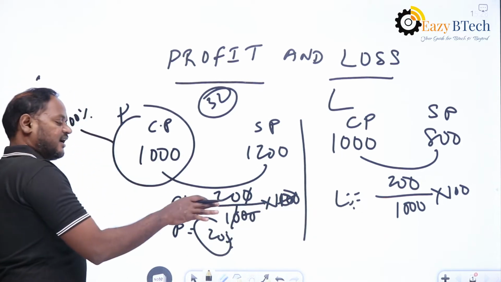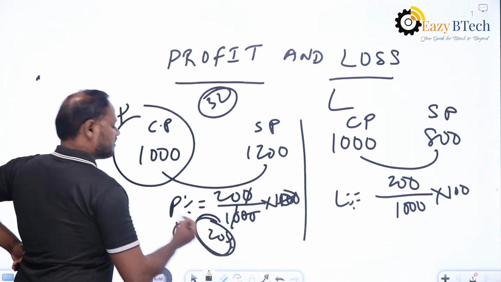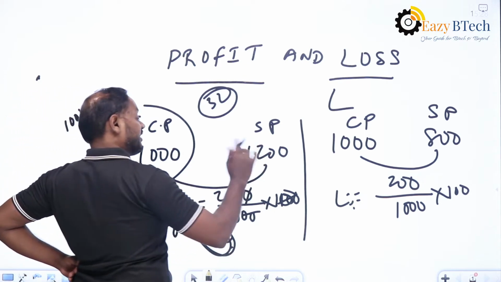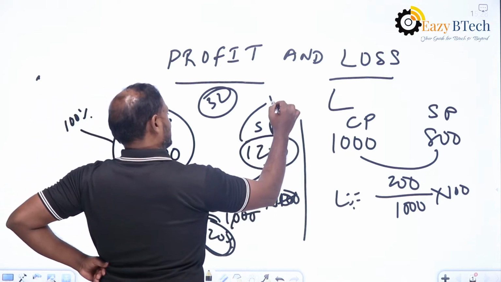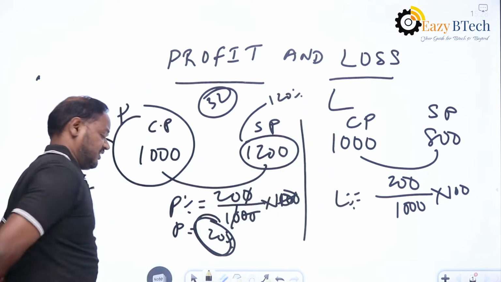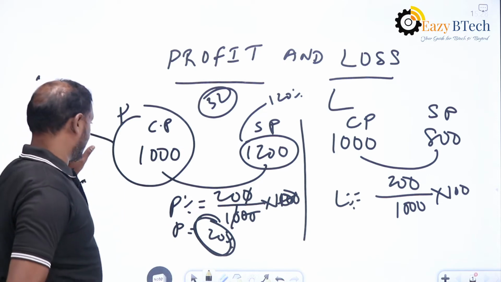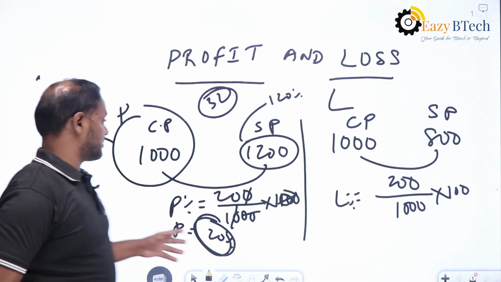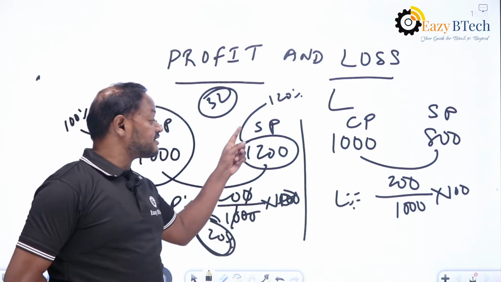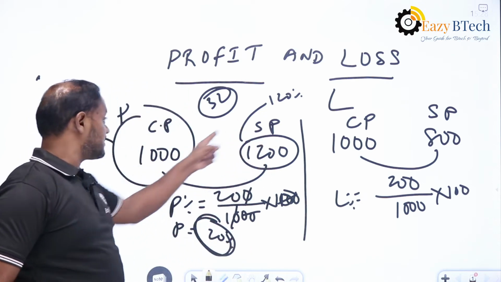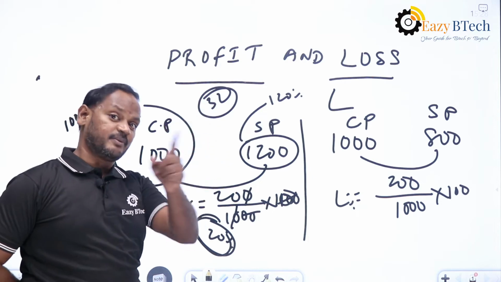This cost price can always be taken as 100% value. I'm getting 20% profit. That's why the selling price is 100 plus 20%, which is 120%. That's it. The given investment is taken as 100%. If I get 20% profit, the selling price is 120%. Why is 120% the selling price? Because the cost price is less, you are getting profit. That's why the selling price is 100 plus 20, right?